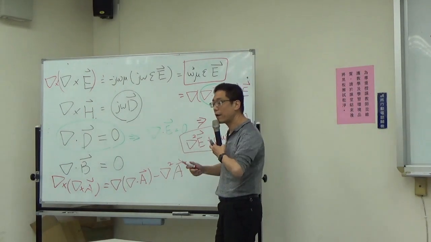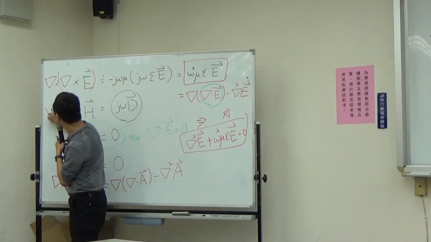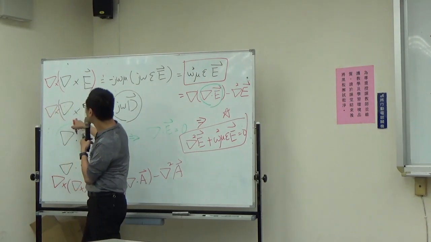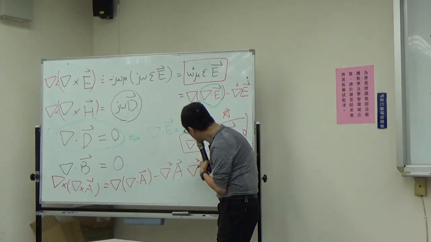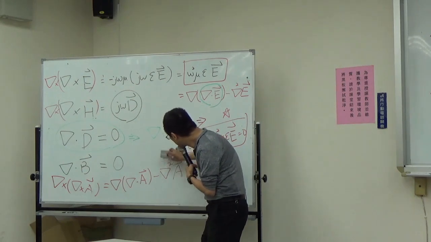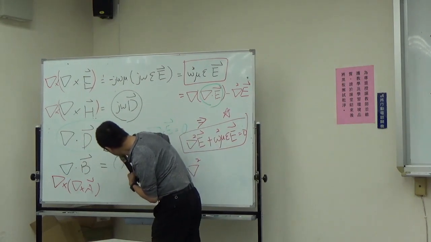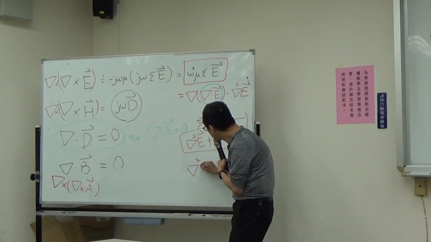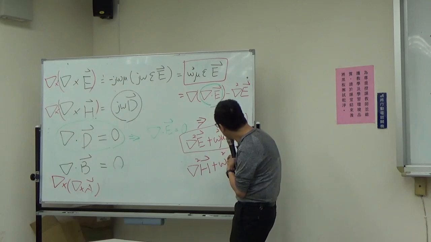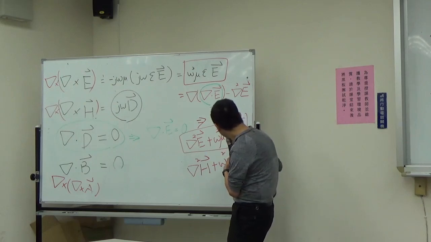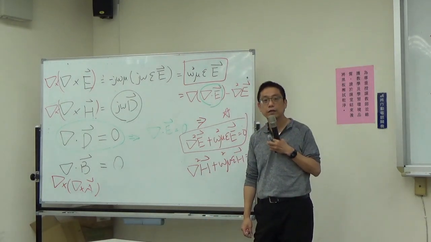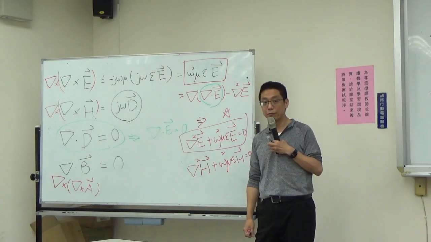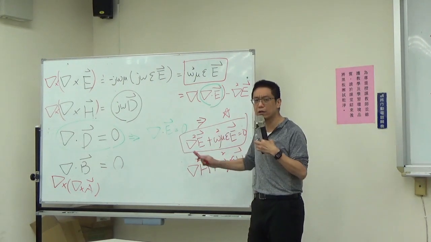Similar thing happens if you use another curl on curl H. You will obtain the Laplacian of H plus omega squared mu epsilon H equals 0. Okay? Still ugly? Right, I agree. Too many words. I don't like that.